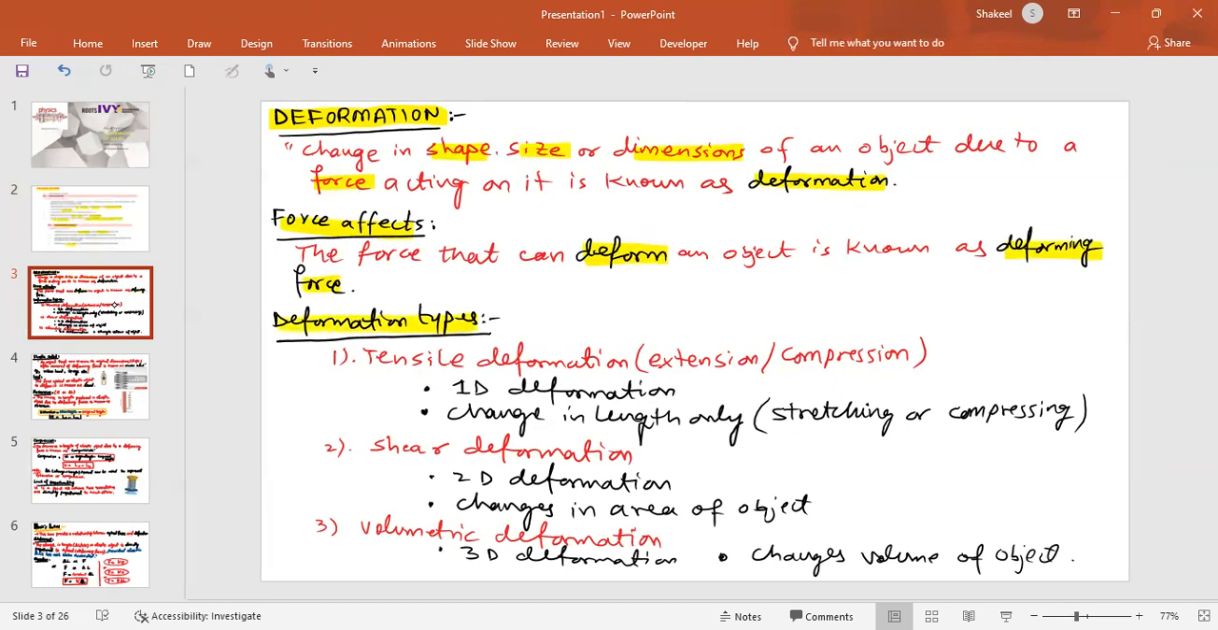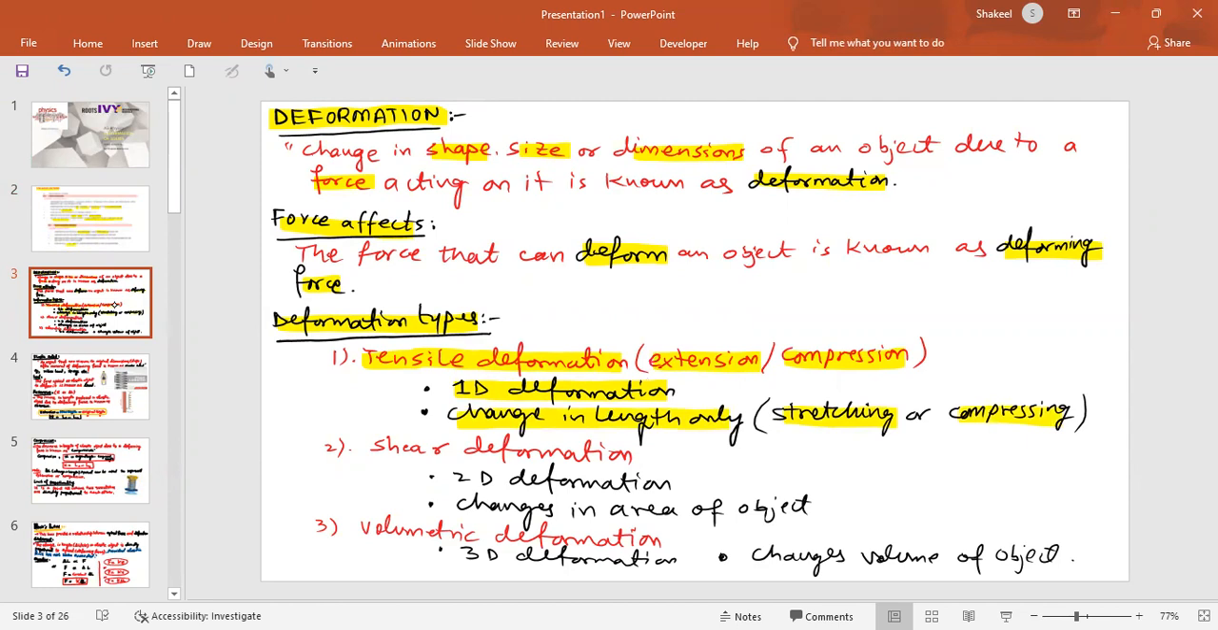There are three types of deformation. The first one is in our syllabus, which is tensile deformation. Deformation means change in length, which can be extension or compression. So tensile means along length. It is one-dimensional deformation, where only the length can be increased or decreased. If the length increases, it is extension. If the length decreases, it is compression. And this is change in length only.